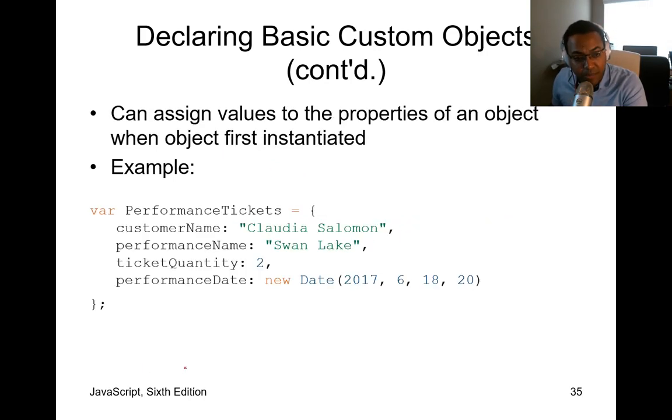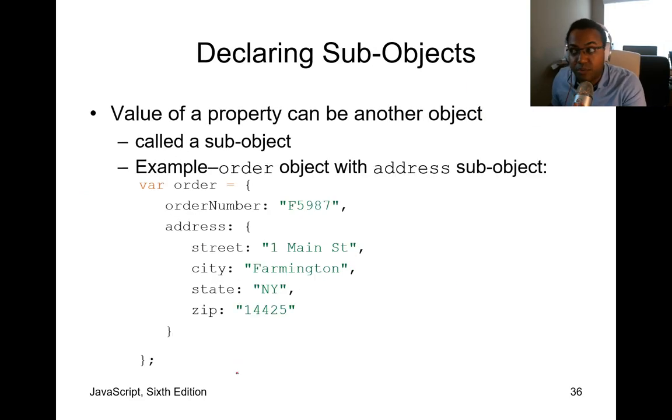You can assign values to properties of an object when the object is first instantiated, like this. Remember that when you instantiate the object, the key value pair must be separated using key, colon, value, comma, if there is a second key value pair or property you want to add to the object. The value of a property can be another object. So you can put an object within an object. This is called multi-dimensional objects, multi-dimensional hash tables. And how would I pull this data? Well, let me show you.